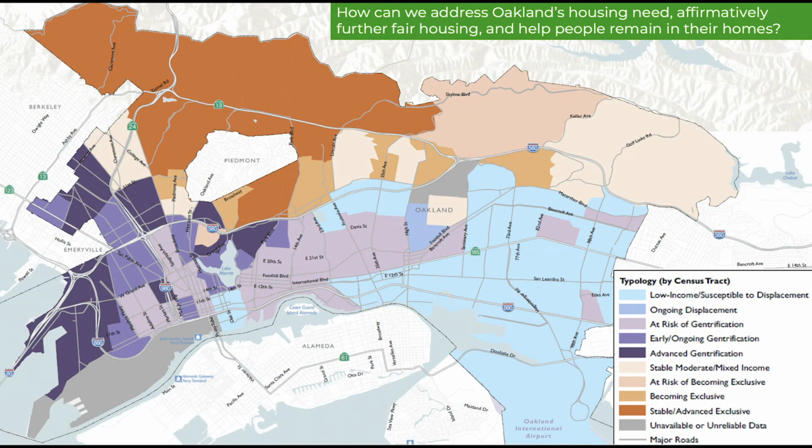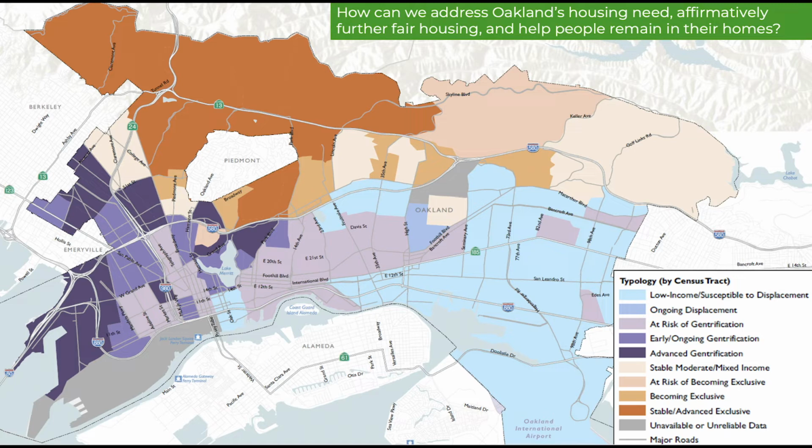We know that housing need, affordability, and gentrification and displacement are serious issues here in Oakland. As housing production has lagged, the ability of both renters and owners to find housing affordable to their incomes has continued to decline.